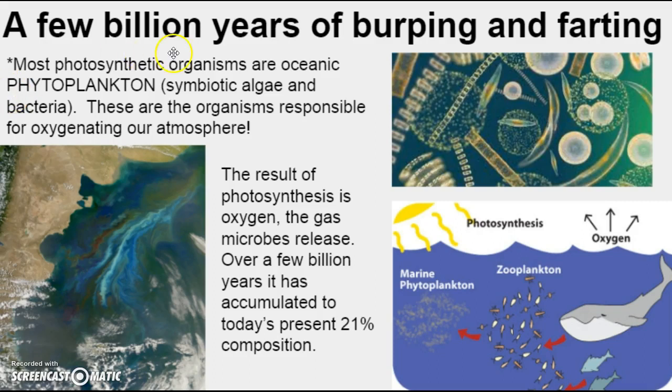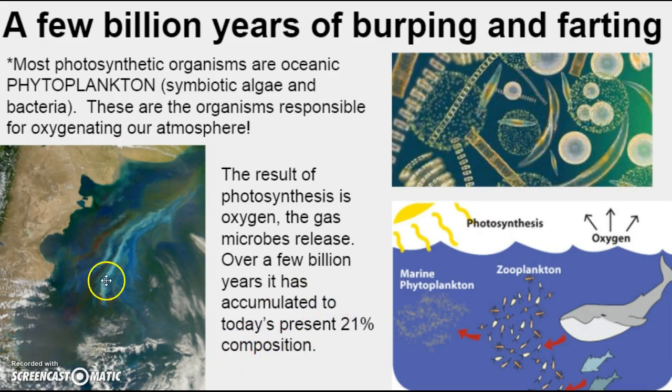So why did that occur? Why do we have oxygen all of a sudden? Well, it's simply a few billion years of burping and farting of microbes. Most photosynthetic organisms are oceanic phytoplankton. They're symbiotic algae and bacteria, right? They work together. These are the organisms responsible for oxygenating our atmosphere. The result of photosynthesis is oxygen, the gas microbes release. Over a few billion years, it's accumulated to today's 21% composition.